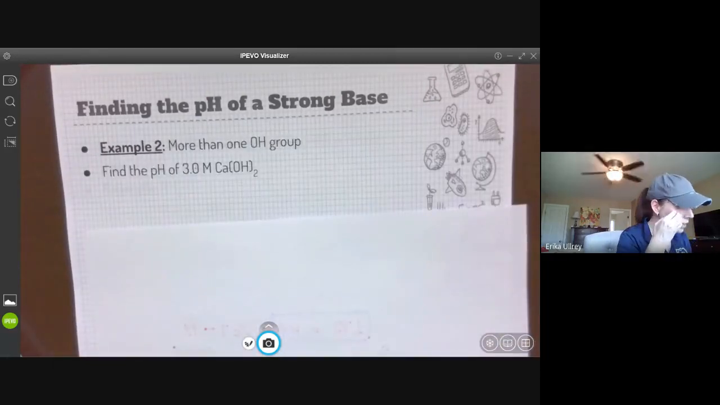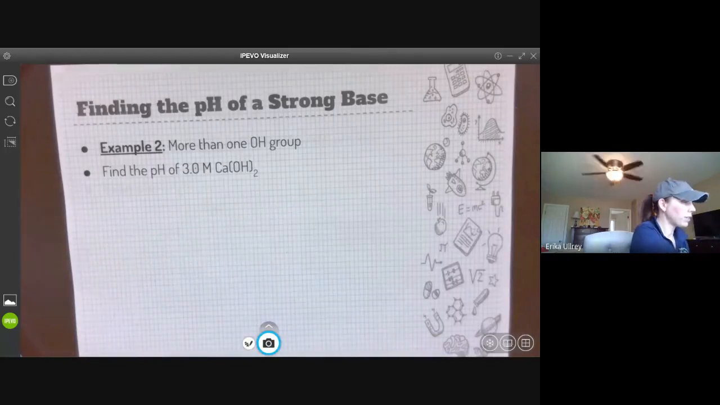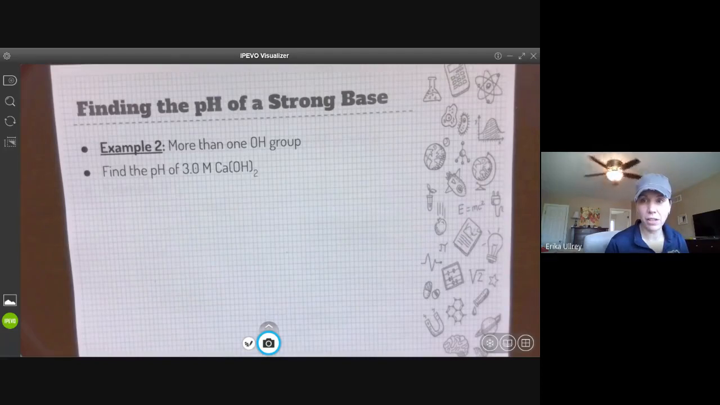Okay, another example. In this particular case, we've got more than one hydroxide ion. So what would be the ionization equation for this, or the dissociation equation? What would we write for this? Emily Krulikowski, what would that look like? The dissociation equation here for our calcium hydroxide.